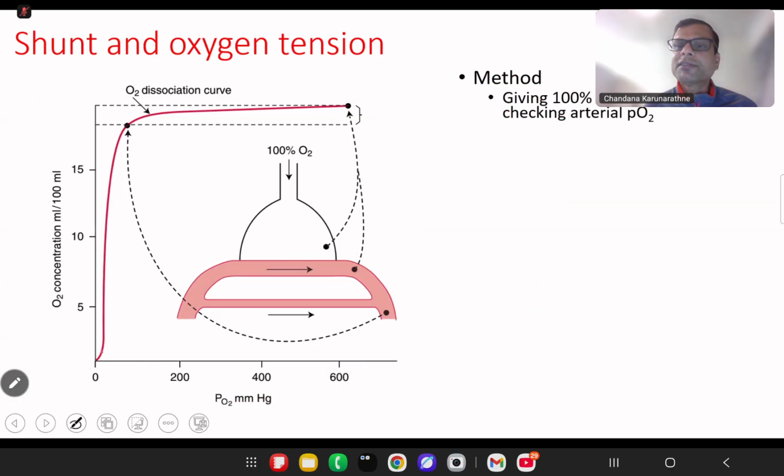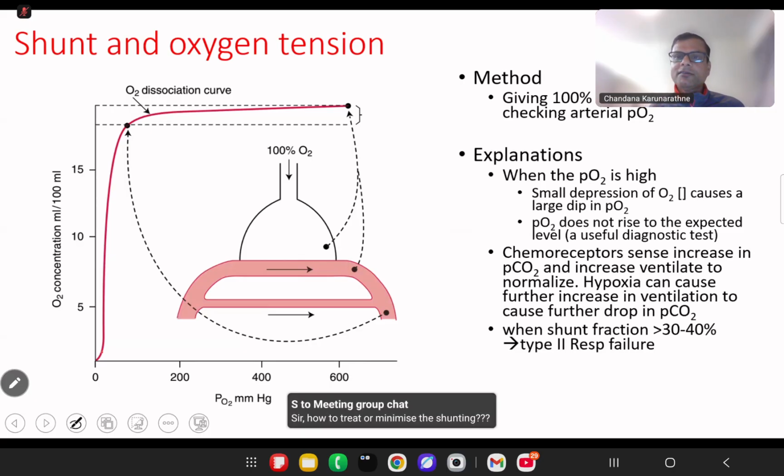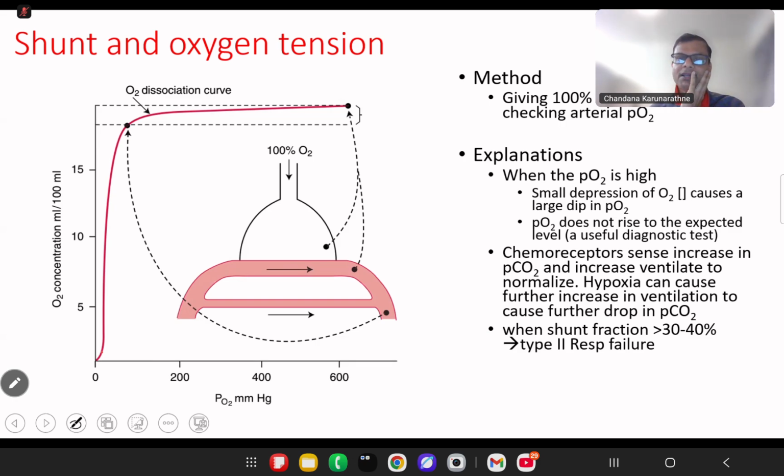Okay, giving 100% oxygen to breathe and checking arterial PO2. When the PO2 is high, a small depression of oxygen causes a large dip in PO2. The PO2 does not rise to the expected level.